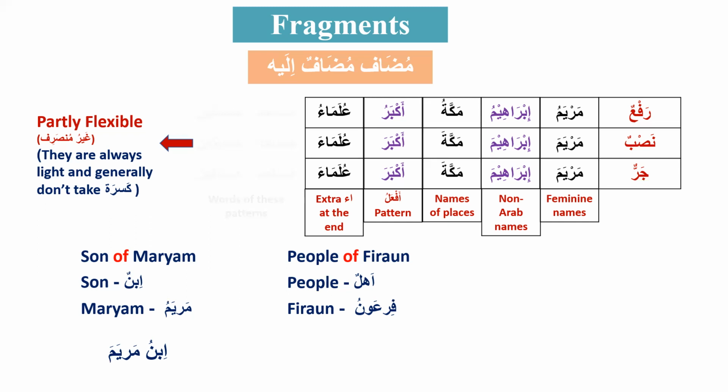Ahlun is going to become ahlu. Then Fir'aunu is going to become Fir'auna. So ahlu Fir'auna. Perfect. Why not Fir'auni? Because it's partially flexible, and jar is Fir'auna instead of Fir'aunu, like Ibrahimu. Ibrahimu is a non-Arab name, and Fir'auna is also a non-Arab name. So over here, Fir'auna is in what status? Jar. Very good. Thank you, Hiba. Good job. 100%.